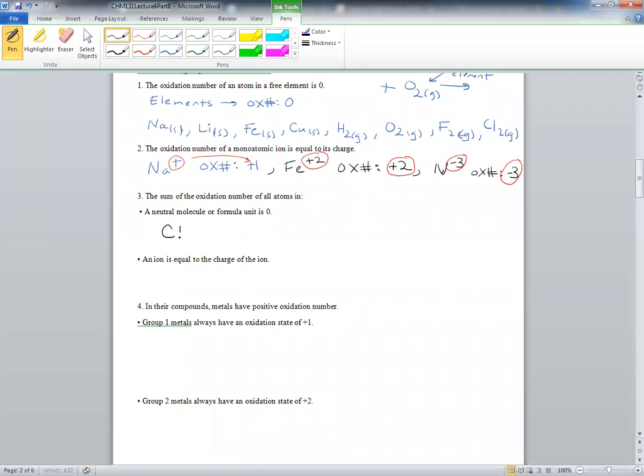So if I have CH4, the sum of the oxidation numbers is 0. Why? It's neutral, so there is nothing over here. There is not a 1 over here. This is neutral.